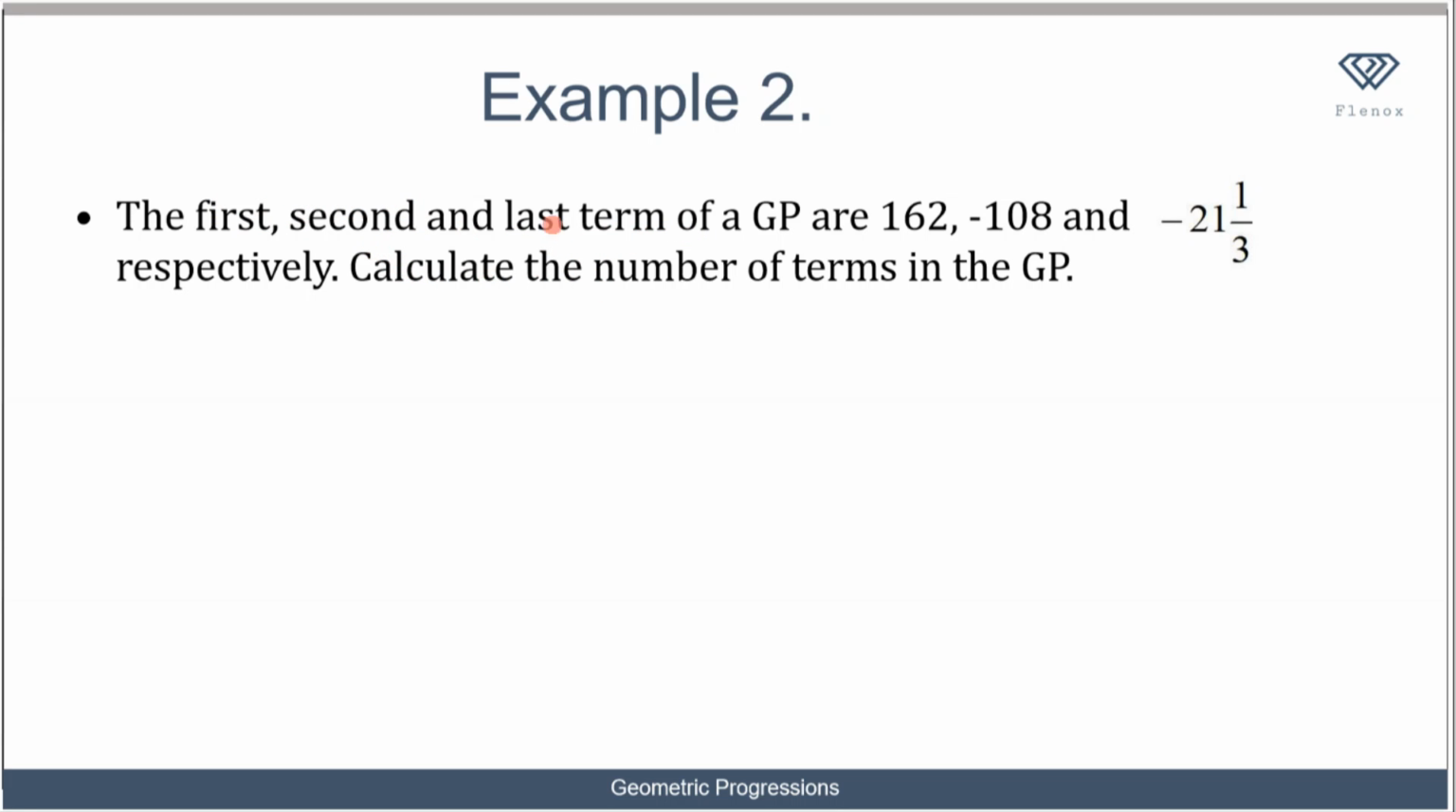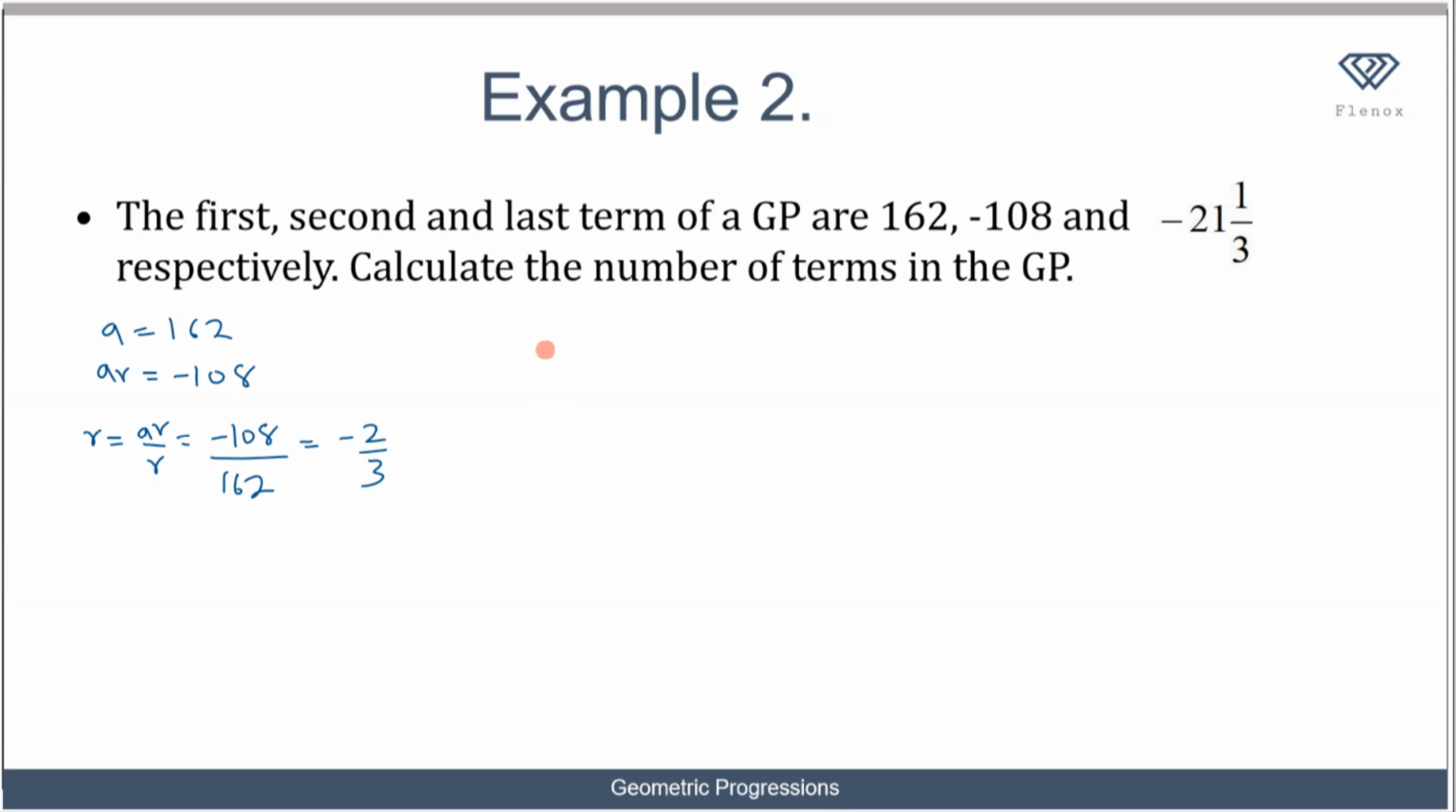So we start out. We are told that the first term a is equal to 162, and we are told that the second term, which is ar, is minus 108. So we can find our common ratio. Our common ratio will be ar over a, and in this case that will be minus 108 over 162. As you can see, the first and the second term are consecutive, so we just divide the second term by the first term. If you divide both by 54, or reduce to the lowest term, you get minus 2 over 3. So our common ratio is minus 2 over 3.